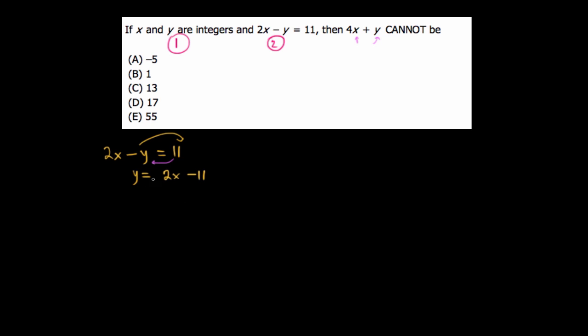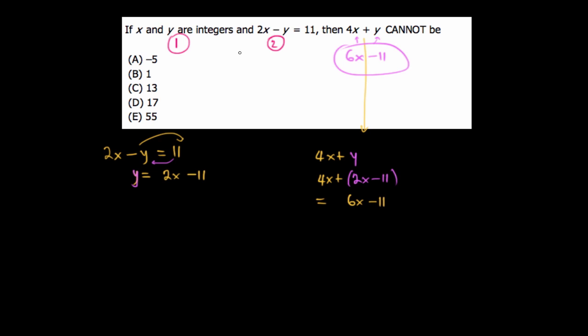So if my y is 2x minus 11, then let me find 4x plus y. This is going to be 4x plus, and the y I obtained there is 2x minus 11. And 4x plus 2x is 6x, minus 11. So another way of writing 4x plus y is just 6x minus 11.